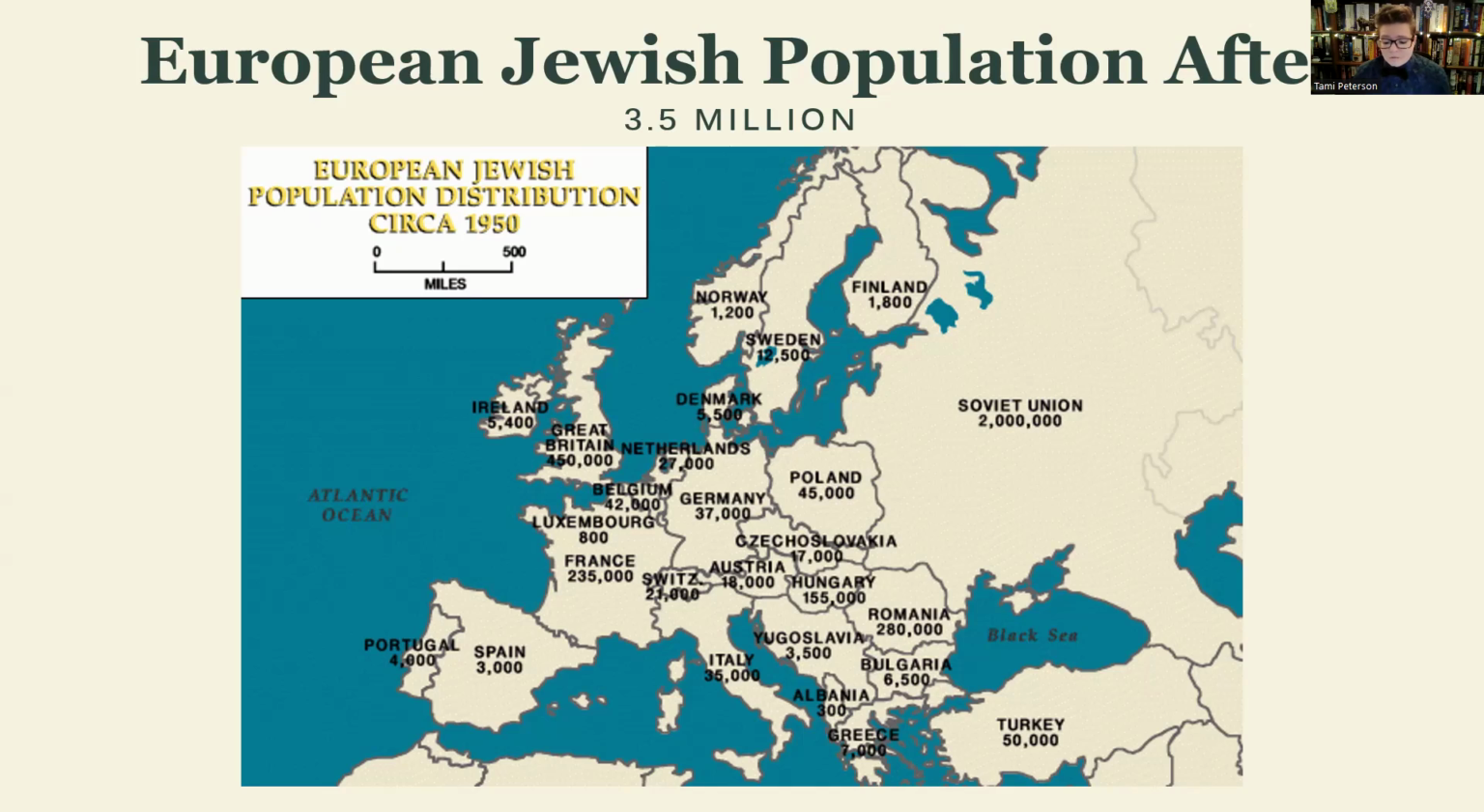Today, 46% of the world's Jewish population lives in Israel, and 40% lives in the United States. The world Jewish population has still never recovered its pre-Holocaust numbers and remains smaller than it was before the devastation of the Shoah.